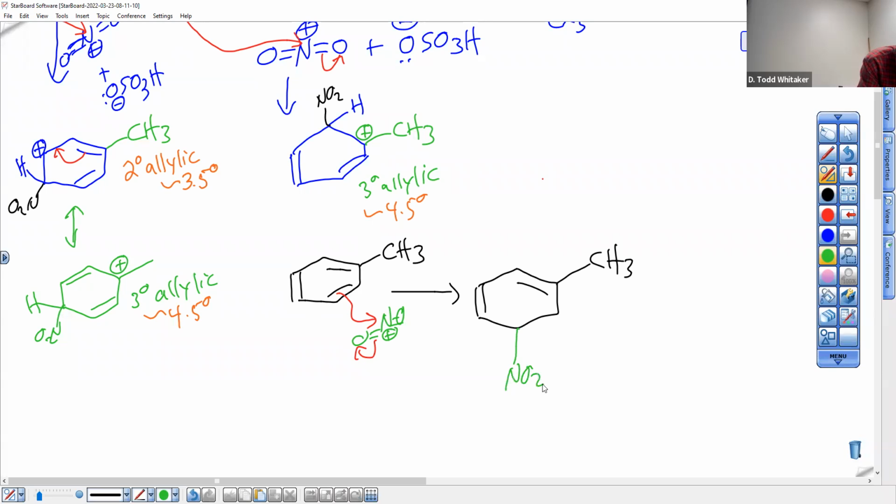Meta NO2. Existing H was here. Sorry, cation is here. That's a terrible looking cation. Do all the resonance you can. Does it get to a better cation is the question. Secondary allylic is going to become another secondary allylic. Is that better? No.